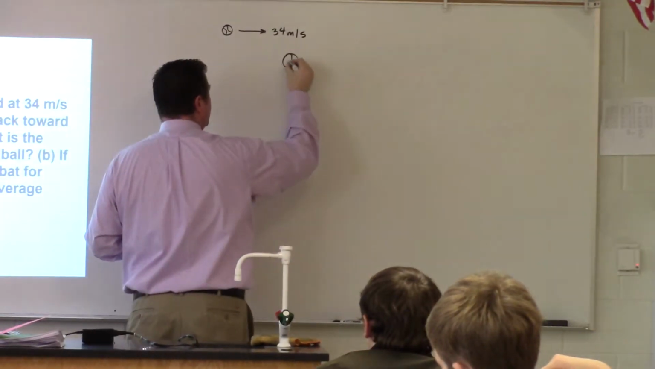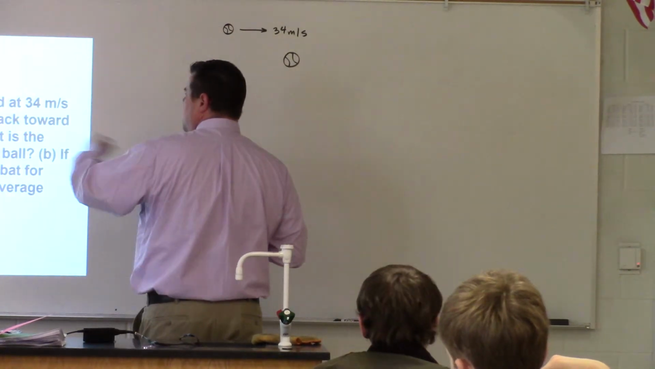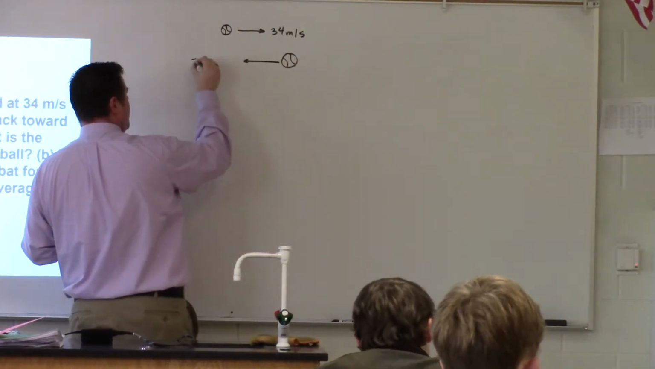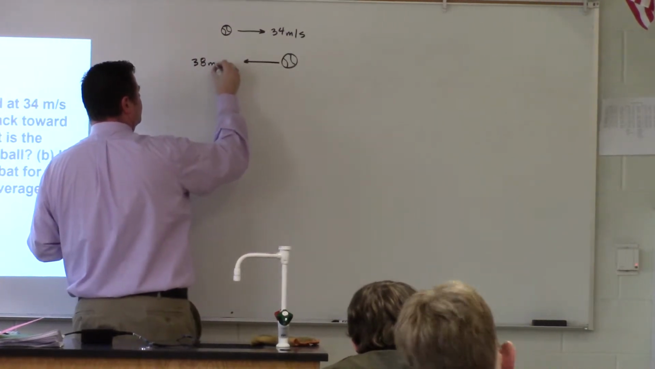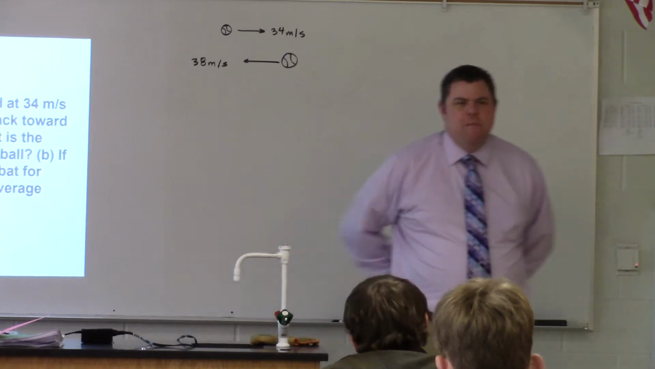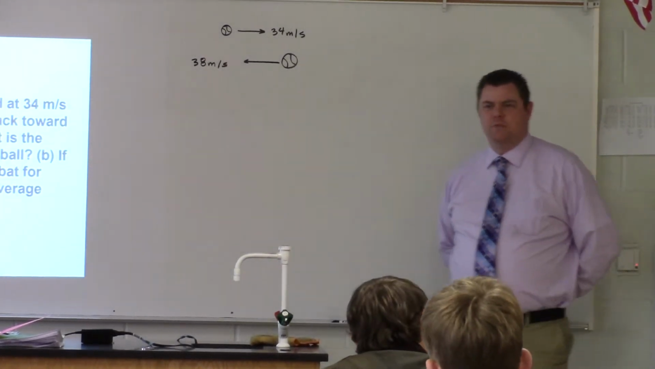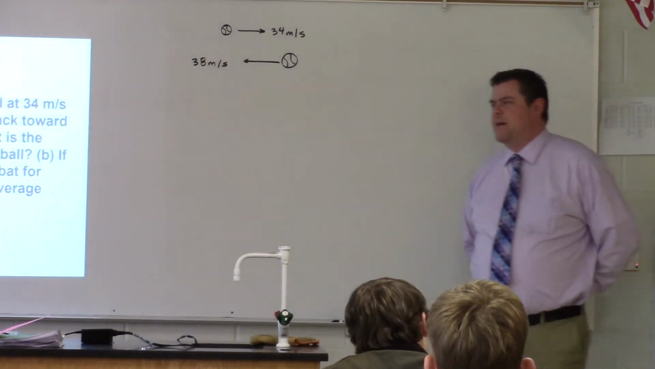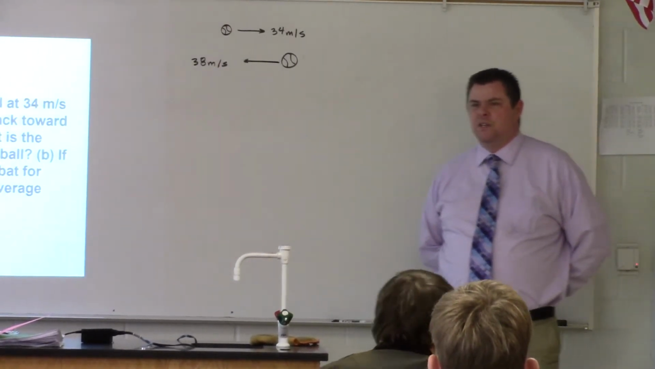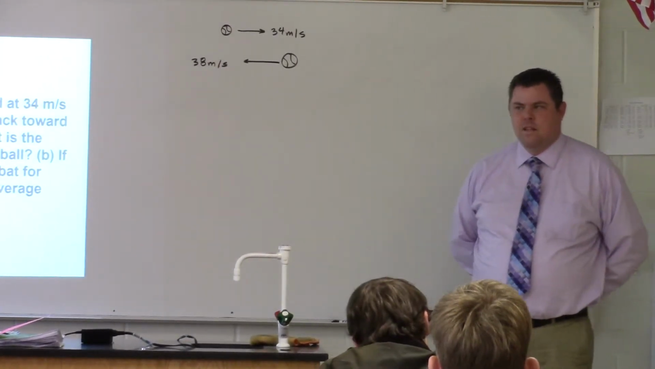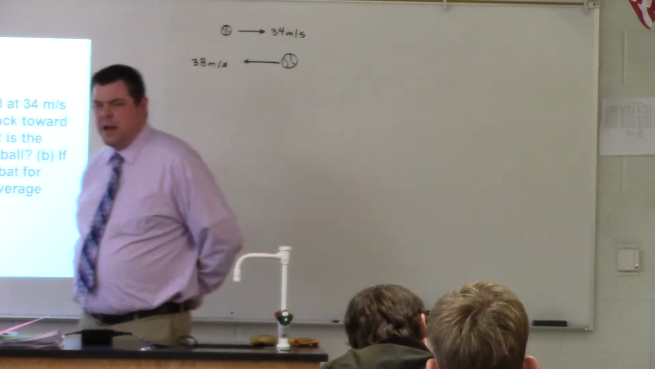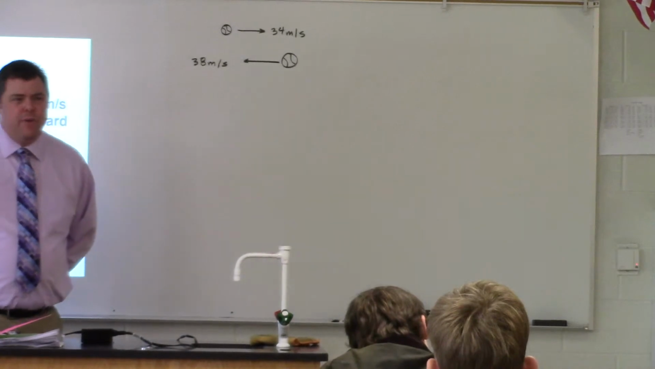Then that baseball gets hit back towards the pitcher at 38 meters per second. Now, if the ball going towards the pitcher is 34 meters per second and gets hit in the opposite direction at 38 meters per second, what should we do with one of those velocities? We are going to subtract, but we're going to make it negative, right? Because they're in two different directions.